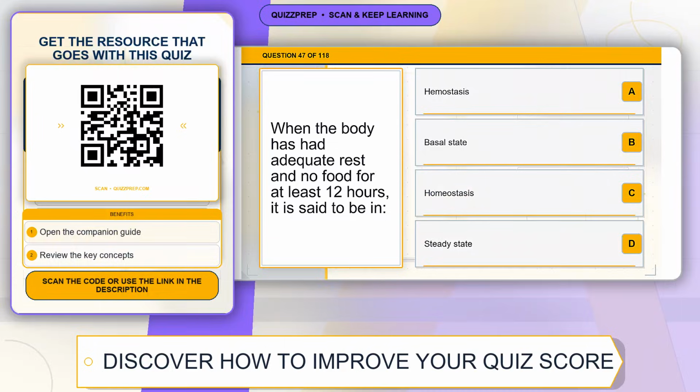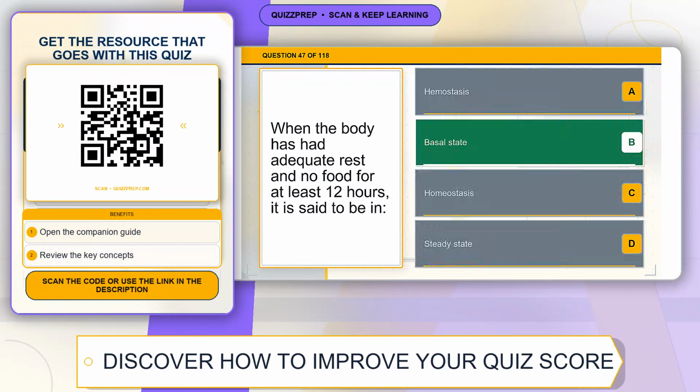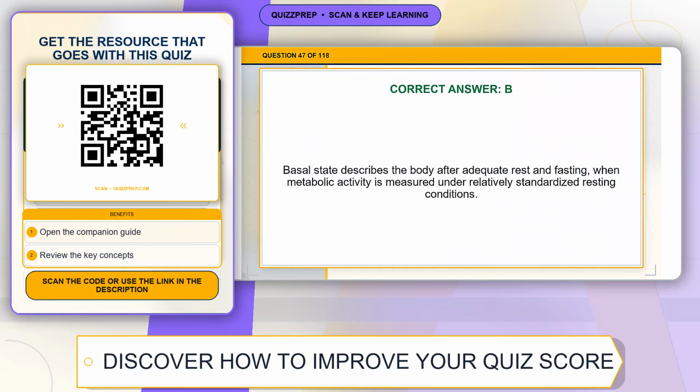Question 47. When the body has had adequate rest and no food for at least 12 hours, it is said to be in Option A, hemostasis. Option B, basal state. Option C, homeostasis. Option D, steady state. The correct answer is option B, basal state. Explanation. Basal state describes the body after adequate rest and fasting, when metabolic activity is measured under relatively standardized resting conditions.